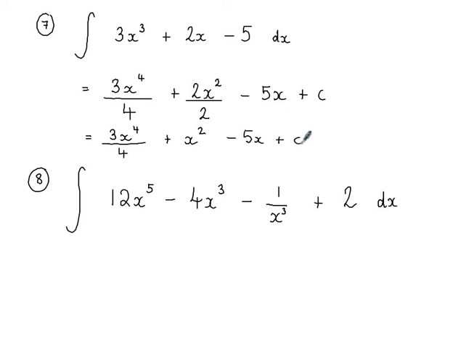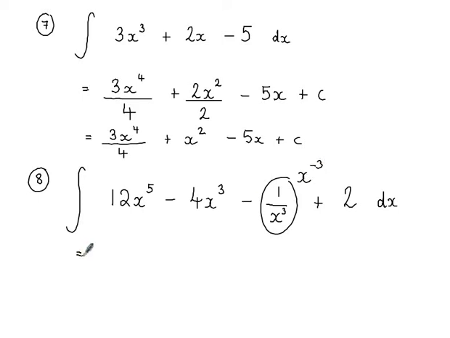And the final example then, so we've got the integral of 12x to the 5 minus 4x cubed minus 1 over x cubed plus 2 dx. So notice this here is stopping us at the moment. So remember, this can be written as an x to the minus 3. Okay, so no fraction, we can't do it with a fraction. Remember, if it's a fraction, it's a negative indice. So you just put a minus in front of that power. So we're going to have minus x to the minus 3.